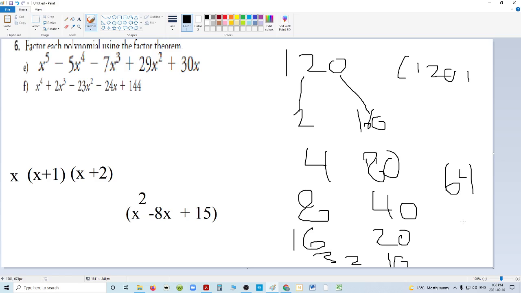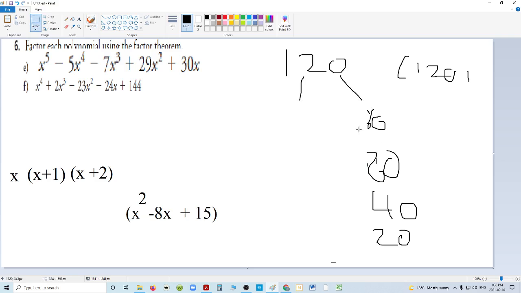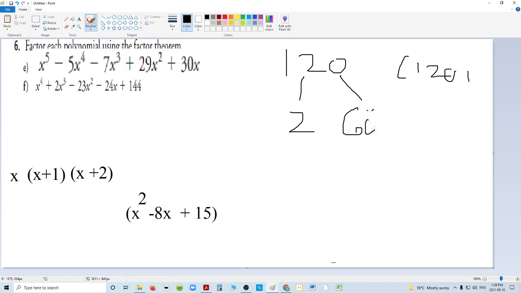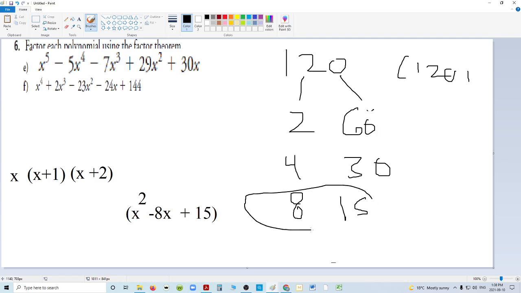Oh, I did something wrong there. 160. Yeah, I did do something wrong. This first one's not. It's 60. Sorry. Well, I could have used a very big number and it would have worked out. So 2 and 60. And if you can double this one and half this one, you can keep going. 8 and 15. Okay, I can't double that anymore.